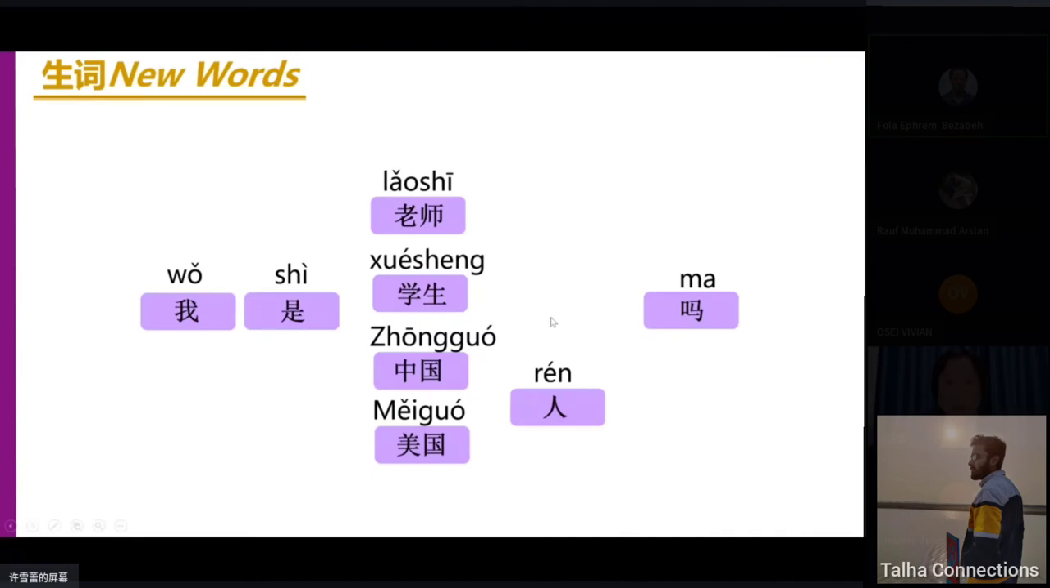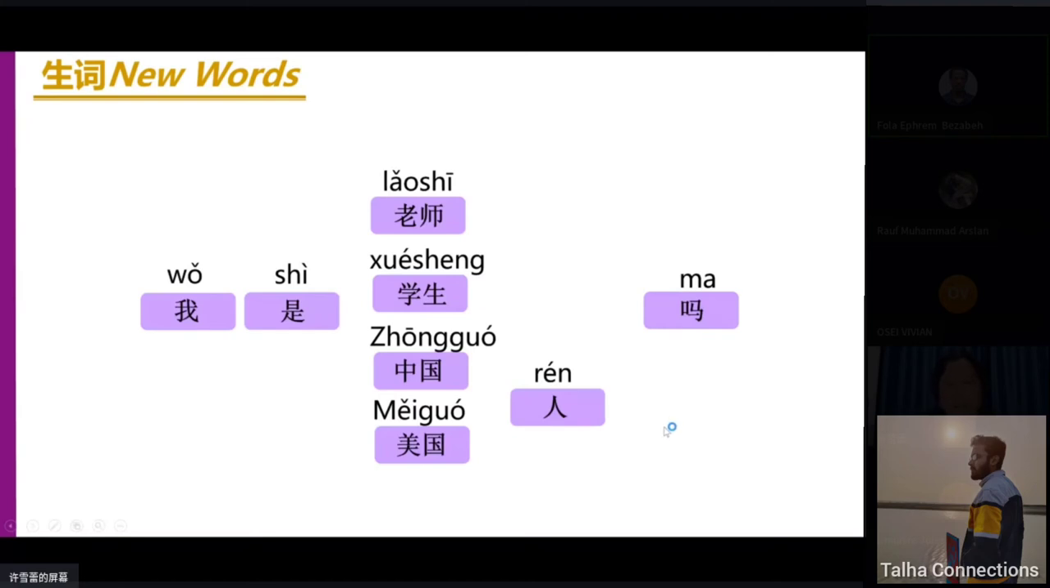好, 跟我读, read after me. 我是, 老师, 学生, 中国人, 美国人, ma.